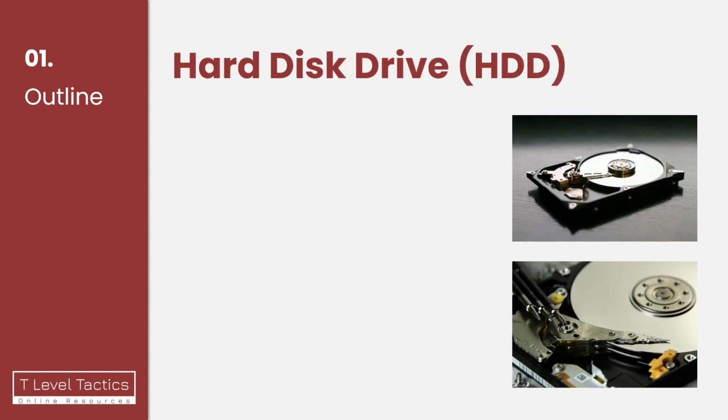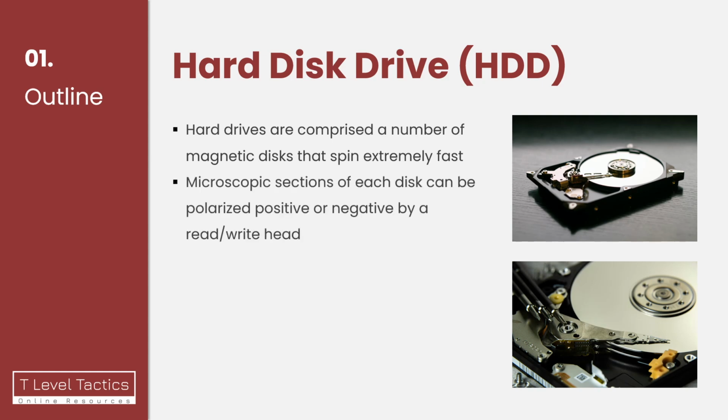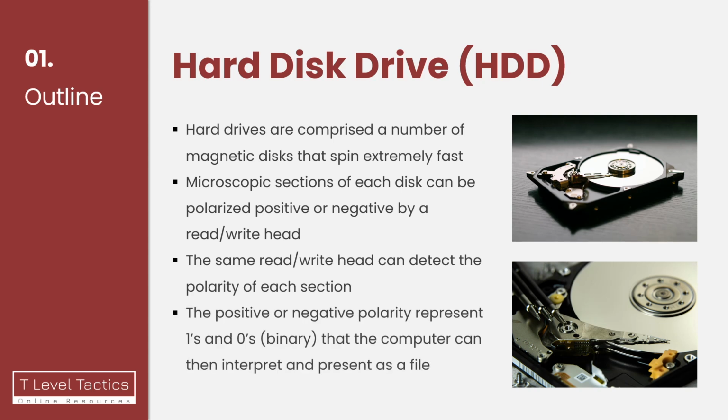Hard drives are comprised of a number of magnetic disks that spin extremely fast, and microscopic sections of each disk can be polarized positive or negative by a read-write head. That same read-write head can then detect the polarity of each section. And the positive or negative polarity that's present in that section represents ones and zeros, or binary, that the computer can then interpret and present as a file. And in the images on the right here, you can see that read-write head, very, very tiny needle on the end that's used to change the polarity of the sections on those platters.